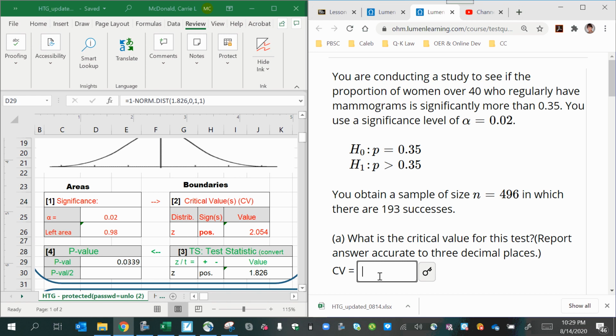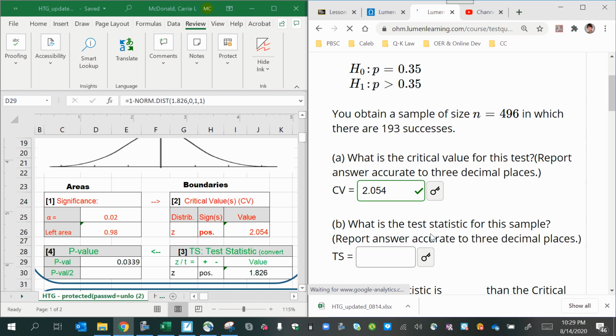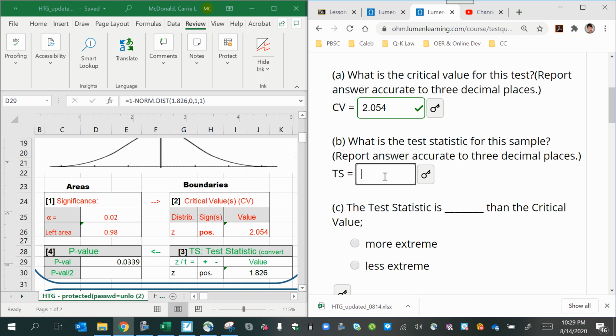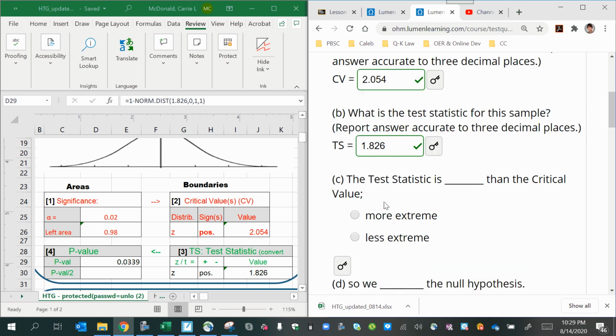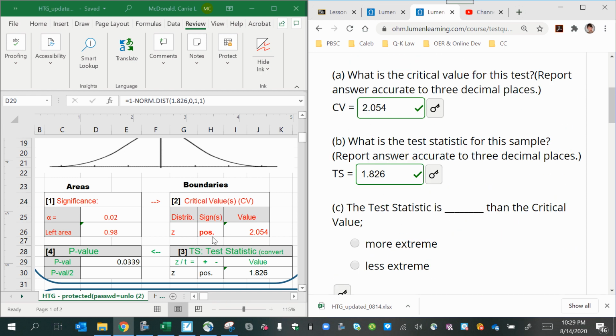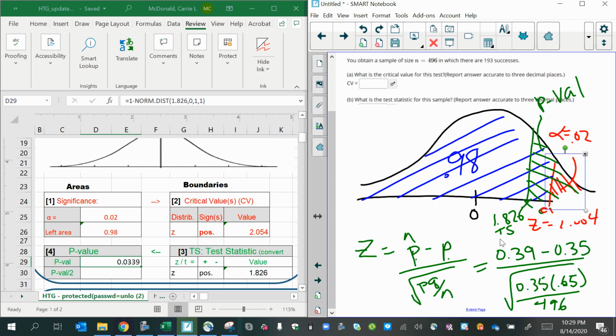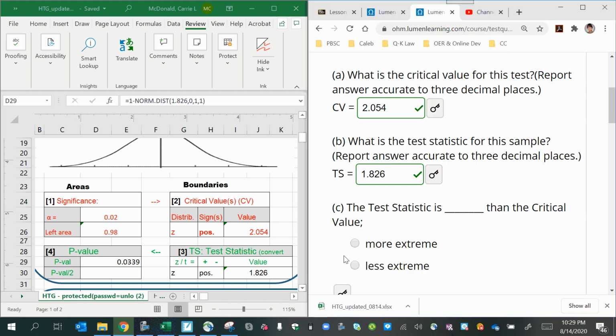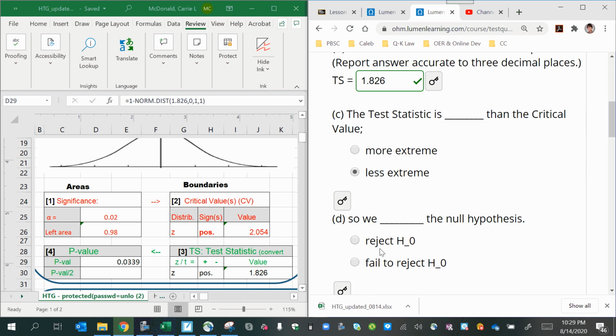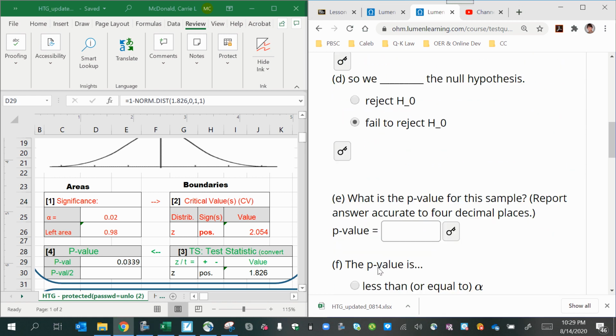So the critical value to 3 decimal places, 2.054. The test statistic to 3 decimal places, 1.826. And which one is more extreme? Which one is farther away from the center? The critical value is more extreme, right? So the test statistic is less extreme than the critical value. That's what leads us to fail to reject the null hypothesis.